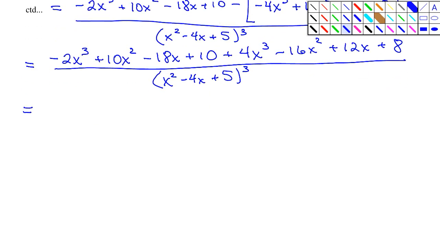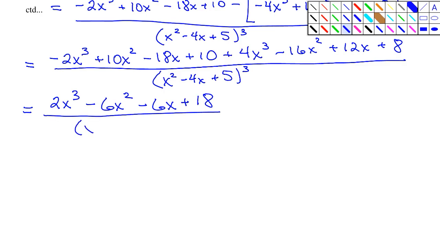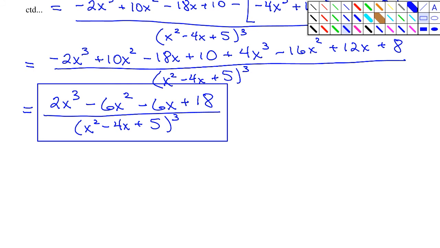And now we simplify. Looking at the x cubed terms, I have negative 2 plus 4. That's positive 2x cubed. Then we have 10x squared minus 16x squared is negative 6x squared. Looking at the x terms, I have negative 18 plus 12. That's negative 6x. And then 10 plus 8 is 18. And that's the second derivative. Let's put a little box around that. All right, so that's our second derivative that we can use to solve the rest of the problems.